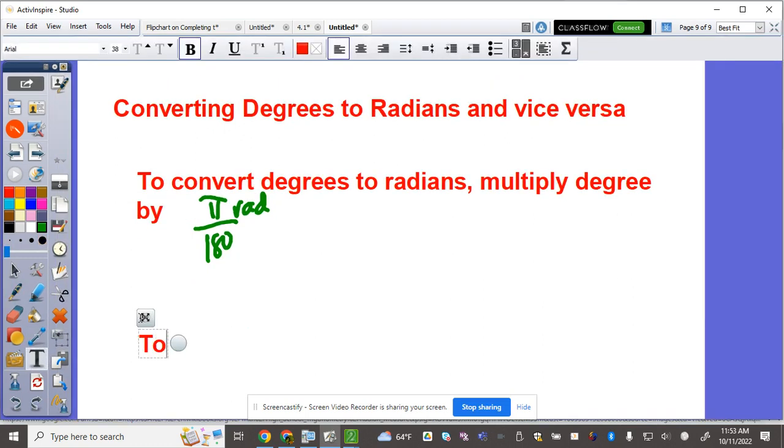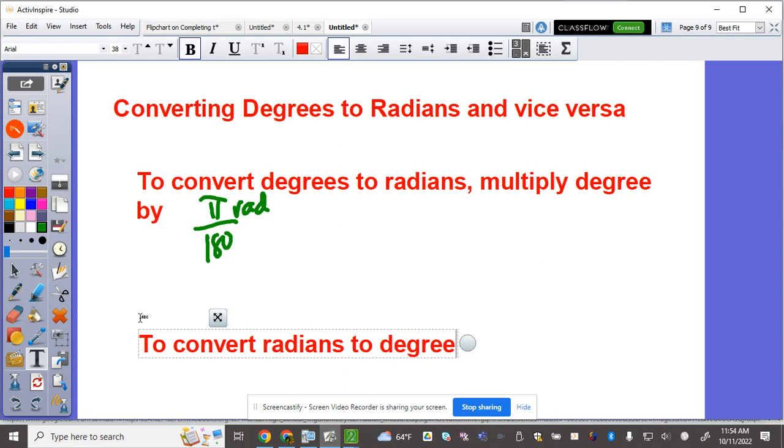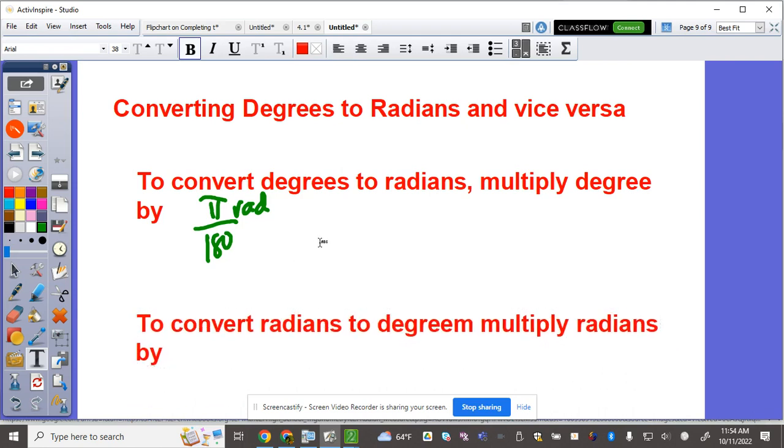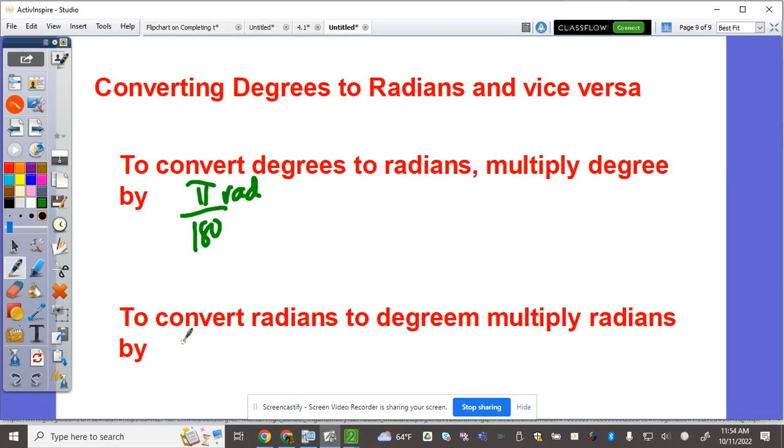And vice versa, to convert radians to degrees, multiply radians by, guess what, guys? It's going to be the reverse. It's going to be 180 over pi, with rad on the bottom degrees. So the answer will be in terms of degrees.